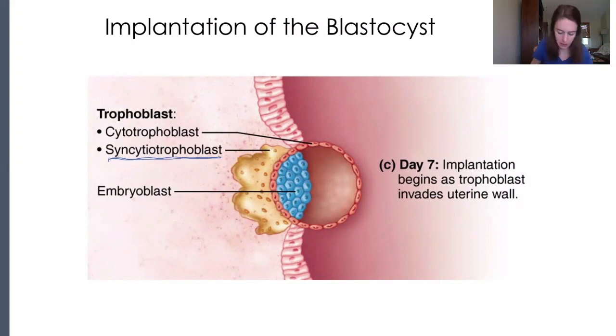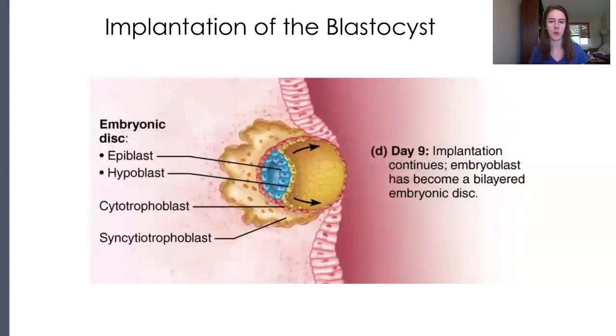And so you still just have the embryoblast hanging out in here, not really doing anything yet, waiting for implantation to occur. So this blastocyst invades the uterus, and we want the uterus to completely envelop this blastocyst so it can completely support, surround, and provide all the nutrients that this embryo is going to need. Those syncytiotrophoblast cells dig into the uterus and allow that to happen.